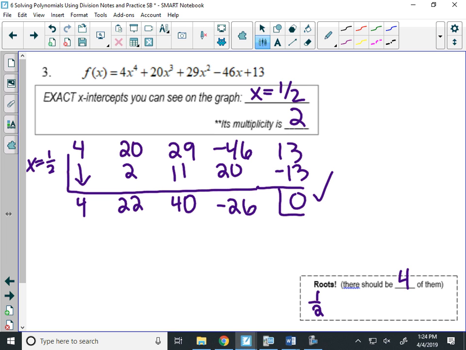So I started at x to the 4th. I'm now down to x to the 3rd. I still have to test another root, though. What's the other root you have to test? 1/2 again. So you have to do it twice because it has a multiplicity of 2.